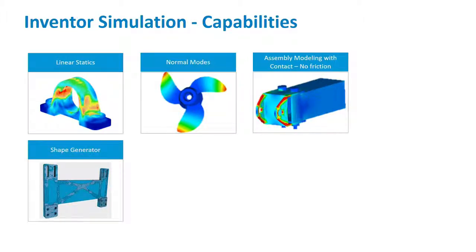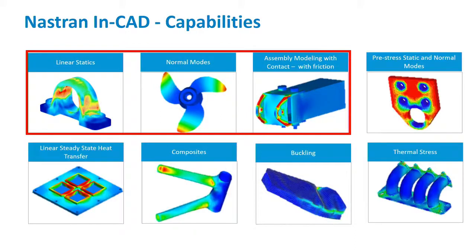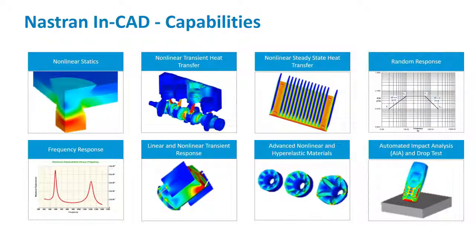And then the shape generator, as you saw a bit of. If you want to go more advanced, we have Nastran In-CAD. The first three we have in Nastran in the same way. You can do it a little bit more detailed, but it's pretty much the same. But we also have a lot more linear stuff. We have dynamics, we have pre-stressed bolts, for example. We have composites, if anyone wants to do that. We have linear buckling, and we have thermal stress. And then we have most of the advanced model dynamics that you probably want.